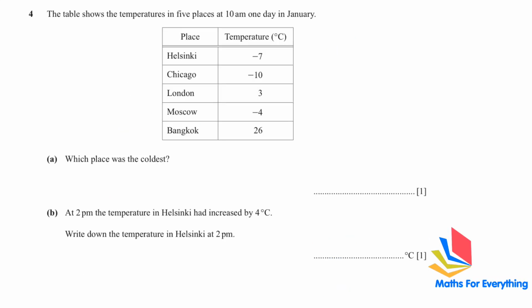Question number 4. We have been given a table that shows the temperatures in 5 places at 10 a.m. one day in January. Which place was the coldest? The lowest temperature is -10, and that is for Chicago. Next, at 2 p.m., the temperature in Helsinki has increased by 4 degrees centigrade. Write down the temperature in Helsinki at 2 p.m. So we are going to add 4 to 7, and that will be -3 degrees.